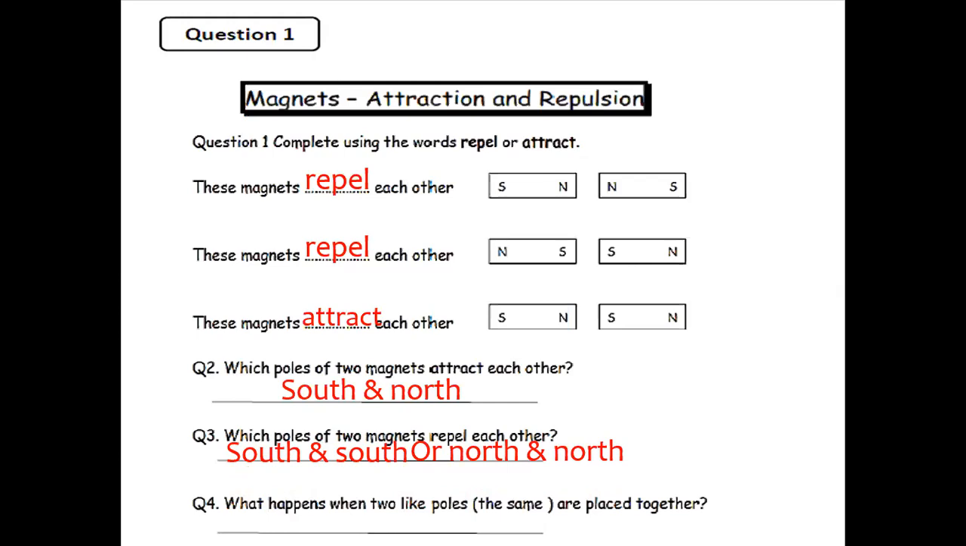Now the last question, question 4. What happens when 2 like poles, the same poles, are placed together? They are going to be, excellent, repelled, or they will repel.